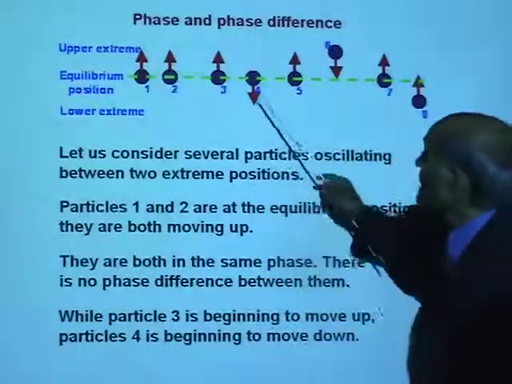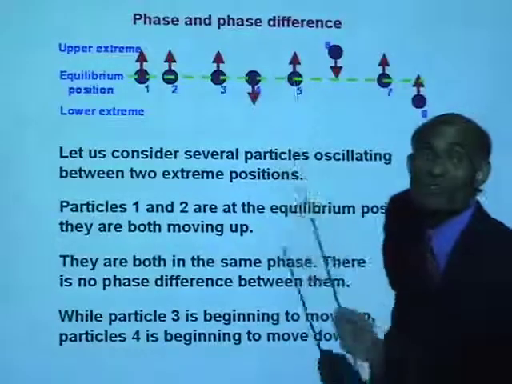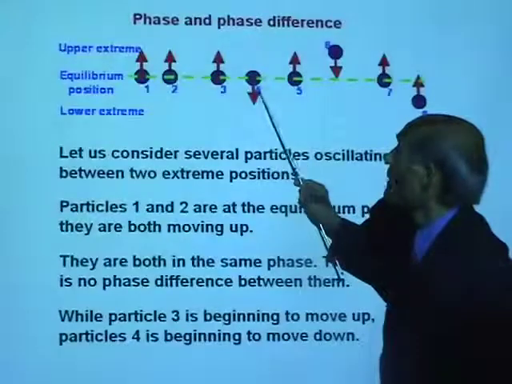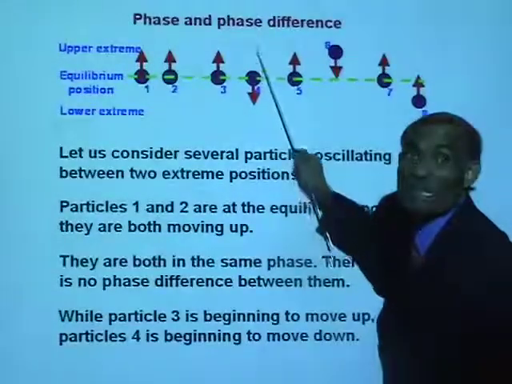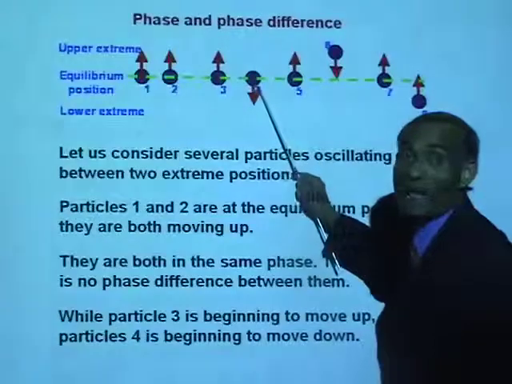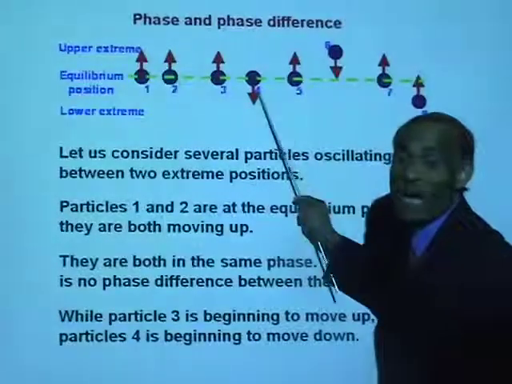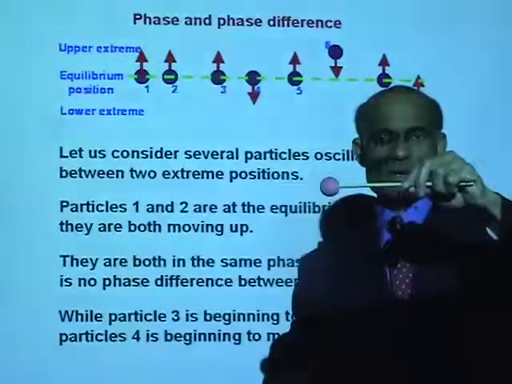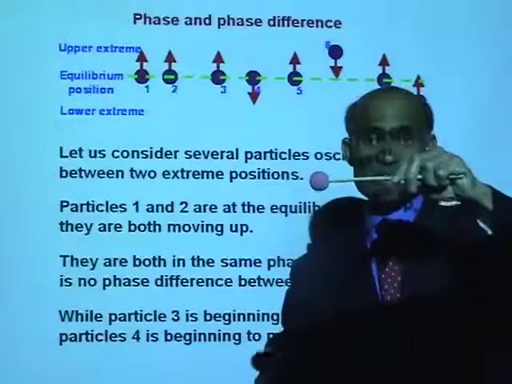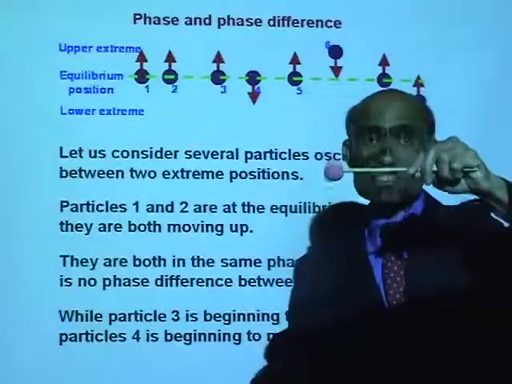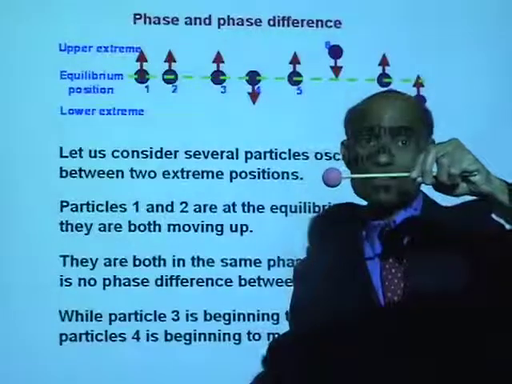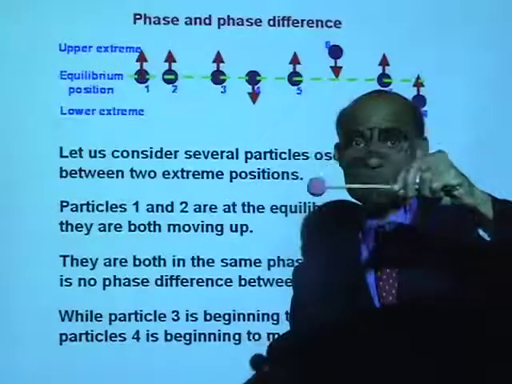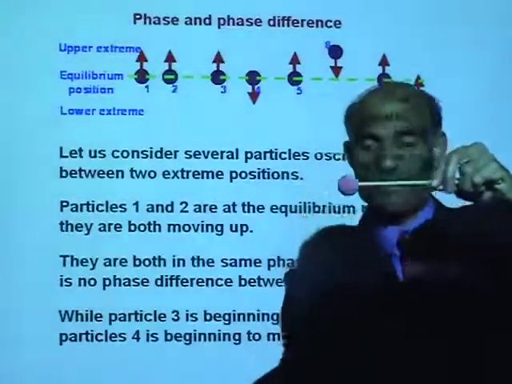While particle 3, watch the motion of particles 3 and 4. While particle 3 is beginning to move up, particle 4 has completed going up and coming back to the equilibrium position. It is now beginning to move down. All right? I want you to understand that the phase of vibration is associated with the position. Look at this. Equilibrium position, upper extreme, equilibrium, lower extreme, back to the equilibrium.